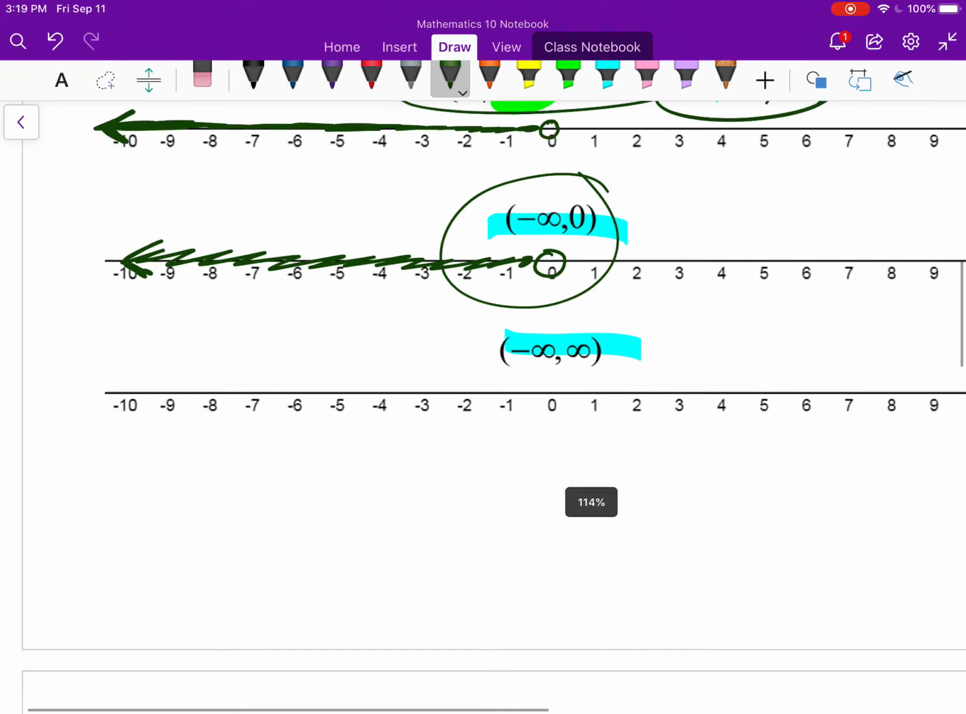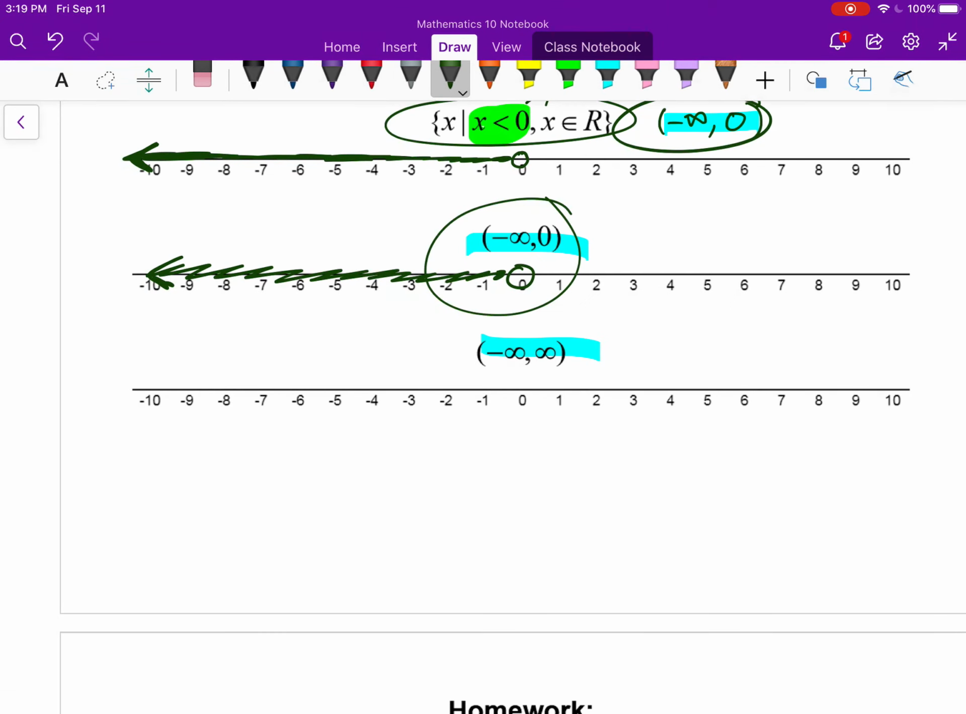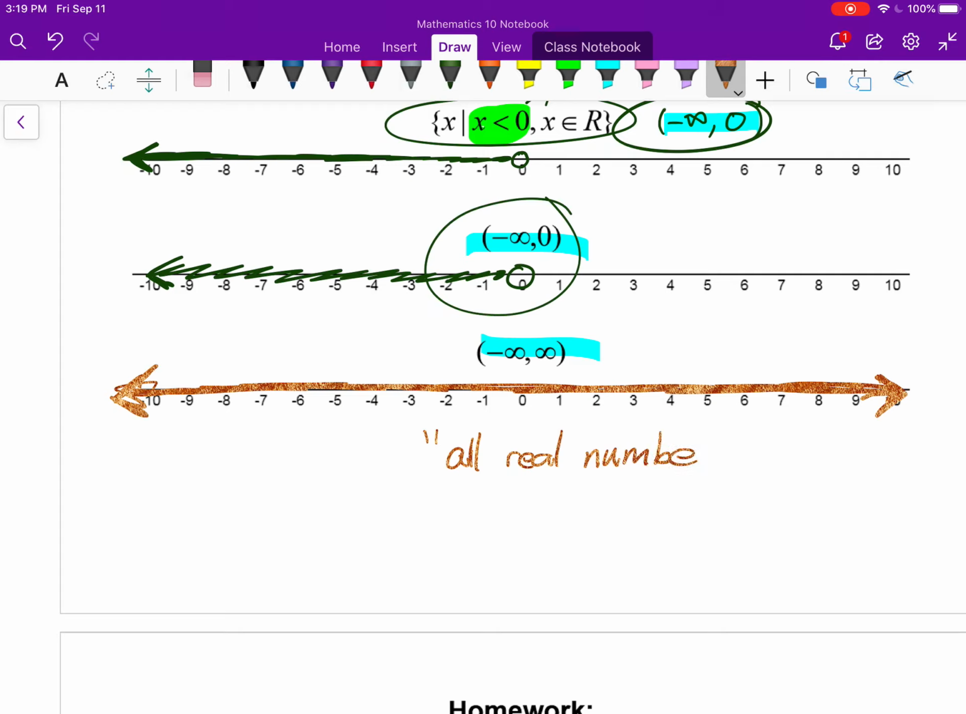And so lastly, negative infinity to positive infinity with round brackets. What does that mean? That means absolutely everything. It means all of this, the entire number line. It means all numbers. It means all real numbers. So another way of saying this is we can literally use the words all real numbers. That's what that means. That means every single number that exists.